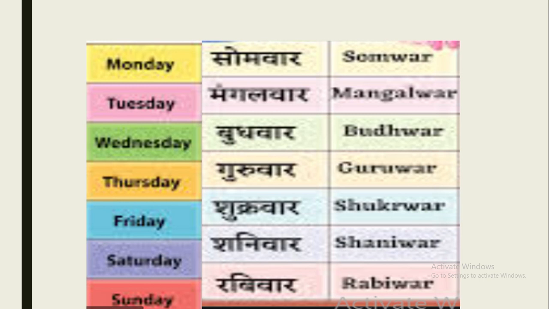Wednesday. Budhavar. Easy. Budhan kilamai, so it is Budhavar. Budhavar, Wednesday. So Wednesday is easy, right? Say Ravivar, Sunday. Somvar, Monday. Mangalvar, Tuesday. Budhavar, Wednesday. Now what are you going to learn?